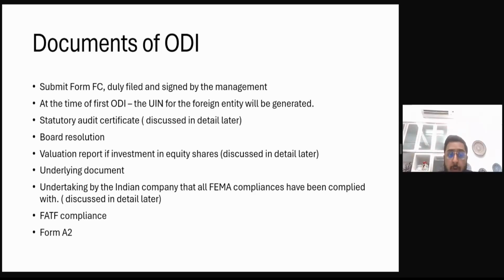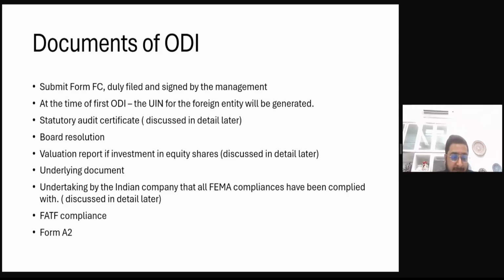So you have to go through the loan agreement, to see whether the interest has been prescribed, and whether it is at arm's length price, what rate they have prescribed. If you're giving a guarantee, check whether it is an open-ended guarantee, and what the time period is, even for the loan. The document should always be scrutinized thoroughly by the chartered accountant also. Again, sometimes banks also ask for an undertaking by the Indian entity, stating that all the FEMA compliances have been complied with. That undertaking the Indian company might have to give.